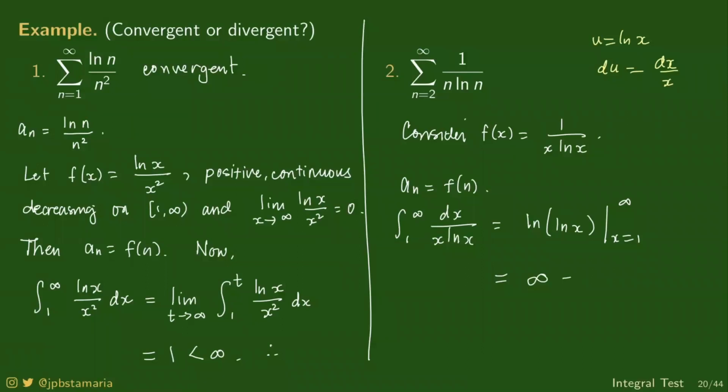Di ba? Tama ba? Tama ba ako? Yeah. So the thing is, ito yung infinity. Kahit na ano yung number na yun, infinity na yan. So therefore, because the integral is infinite, what does that mean for the infinite series? This infinite series is divergent.